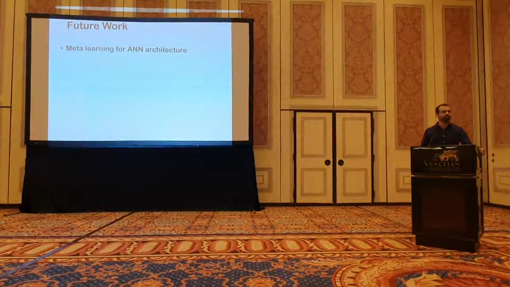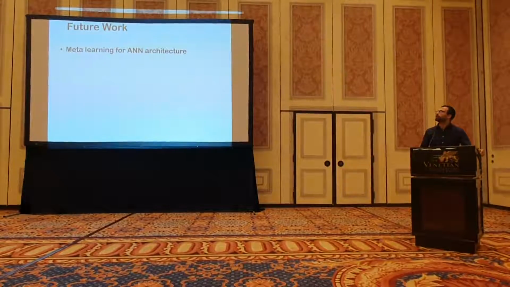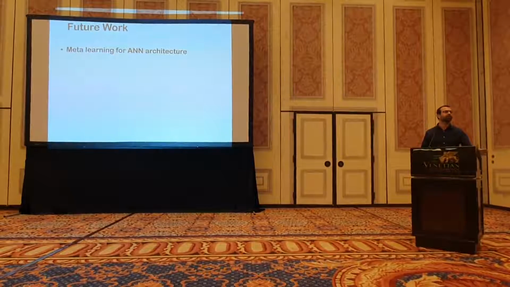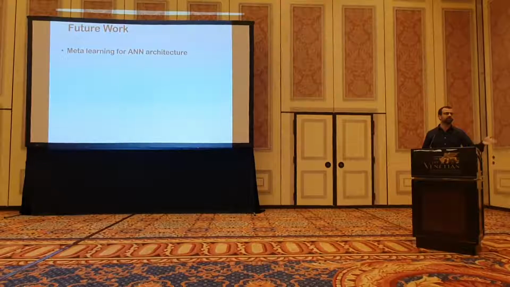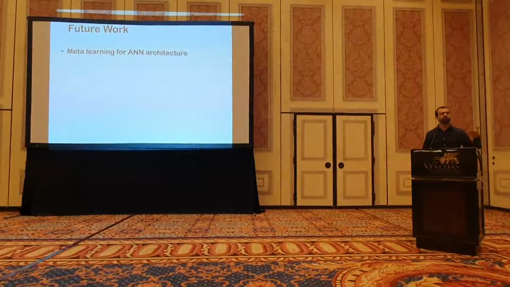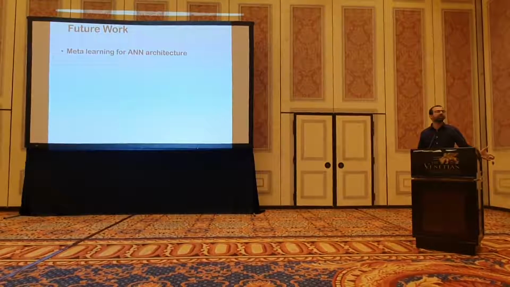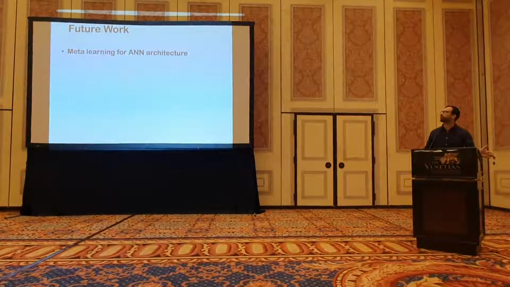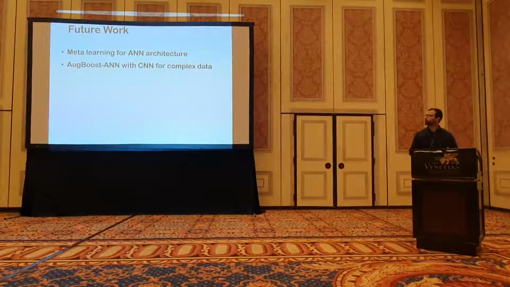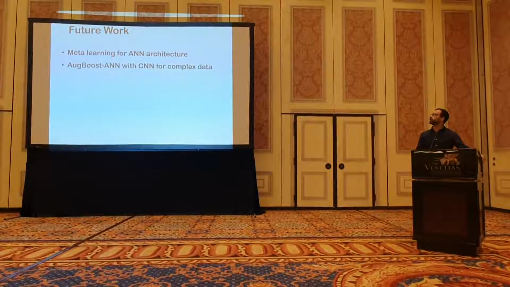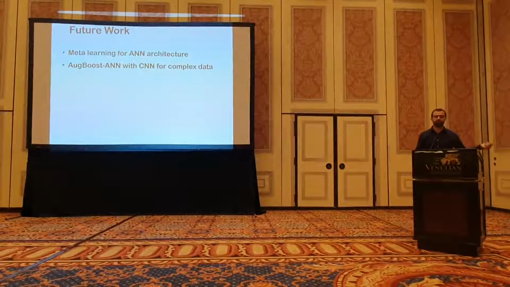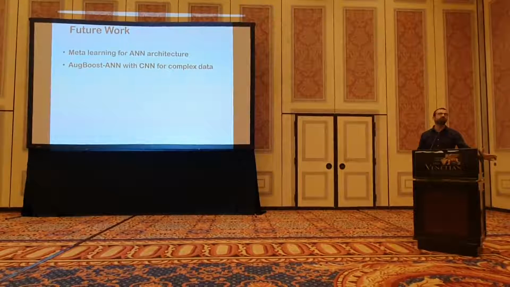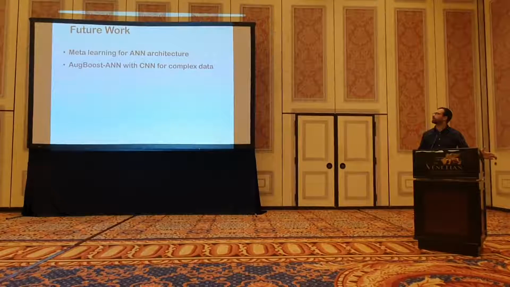There's a lot more to do, so let's discuss a bit about the future work. We used a simplistic artificial neural network. It was the same thing for every case. It was basically a few dense layers with the number of neurons equal to the number of features. But you could use meta-learning techniques to pick the optimal artificial neural network, and that would probably improve results significantly. AugBoost with artificial neural networks, if we don't concatenate the original features, with the trick that we did, if we would just take the new features, then you can use it for complex data such as images.